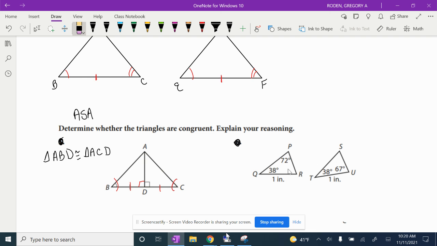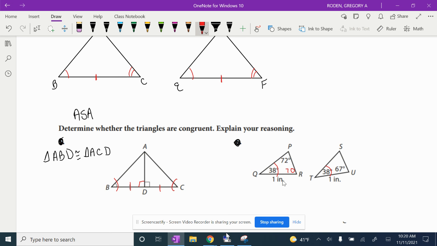Those two added up are 110, so 70. It's 70. So we all agree that R is 70. Now look, what do we have? We have a 38. We have a 1 in between a 38 and a 70. So this is congruent here, and this is congruent here.